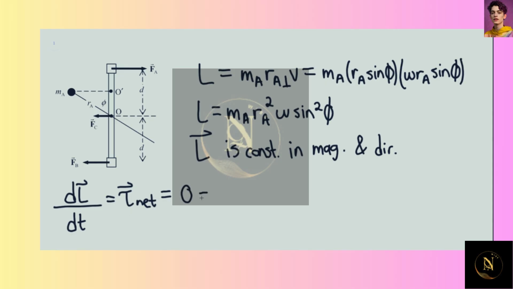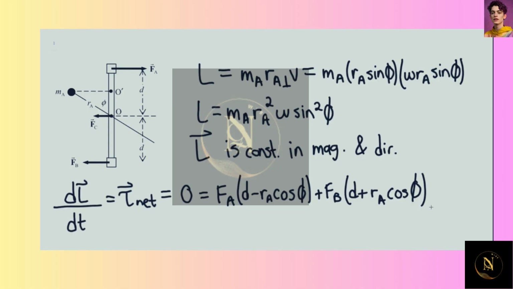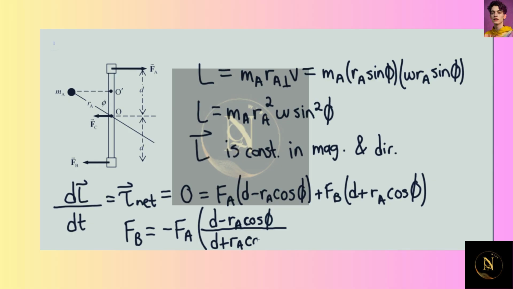And so this would be equal to force sub A times d minus r sub A cosine of phi, plus force sub B multiplied by d plus r sub A cosine of phi. And so we can say that force sub B would be equal to the negative force sub A multiplied by d minus r sub A cosine of phi, divided by d plus r sub A cosine of phi.